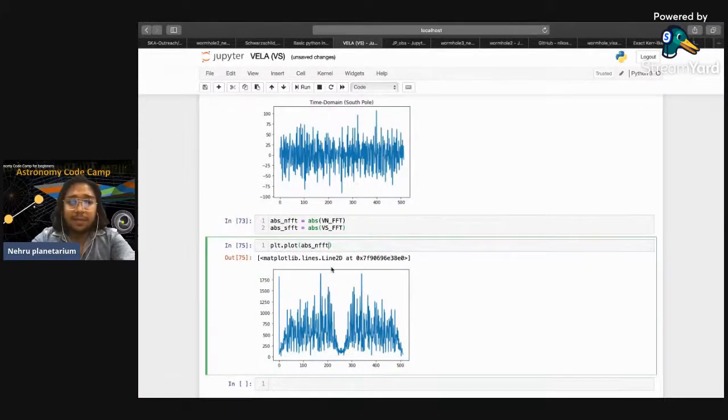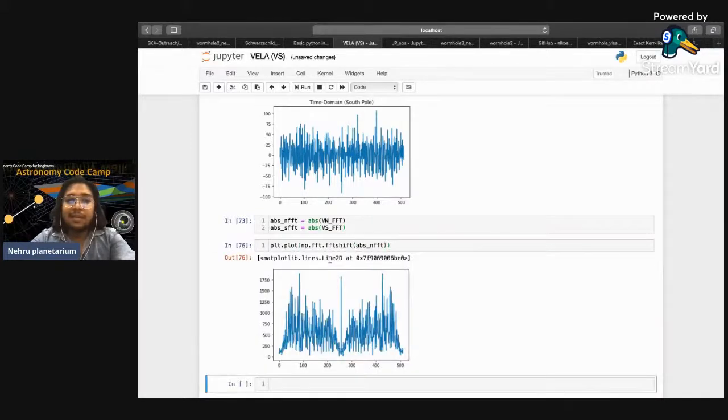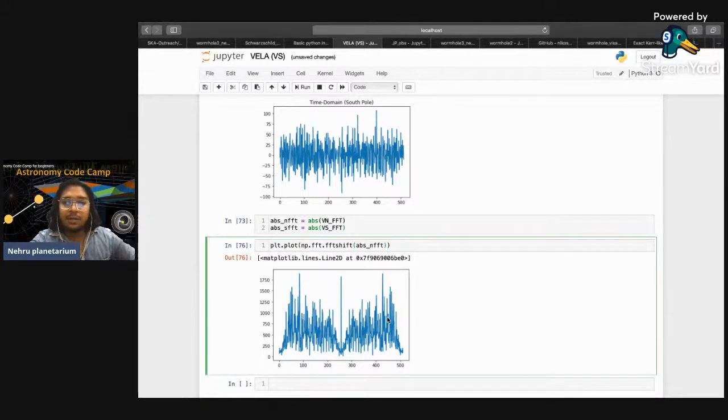So we can simply use another thing, which is np.fft.fftshift. What fftshift does is it basically shifts this whole thing from 0 to 512. Sometimes it happens that the central frequency is not at the center, but at the left hand side. So we need to shift it, right? We just need only the first half.